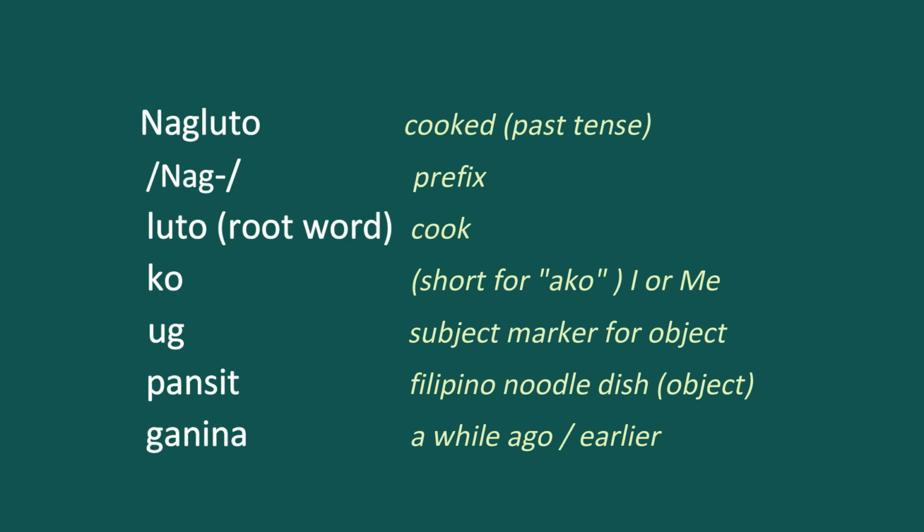So breaking down that sentence, we get nagluto, which means cook, from the root word luto, which means cook. The prefix used is nag, which is in past tense. Ko is I or me, and that's the short form of ako.